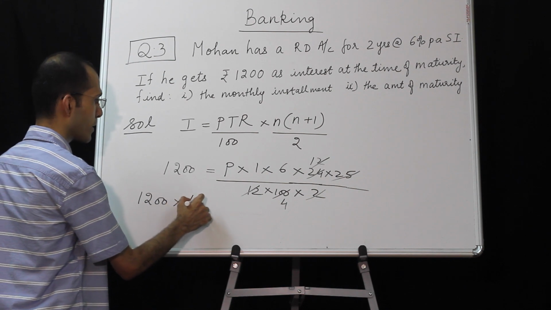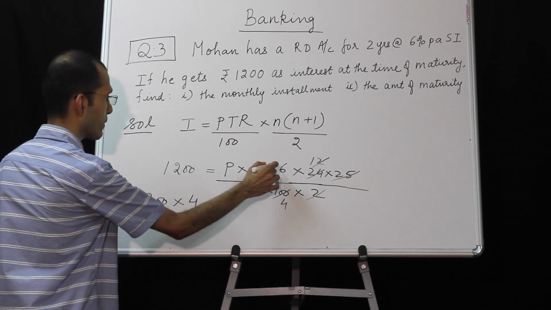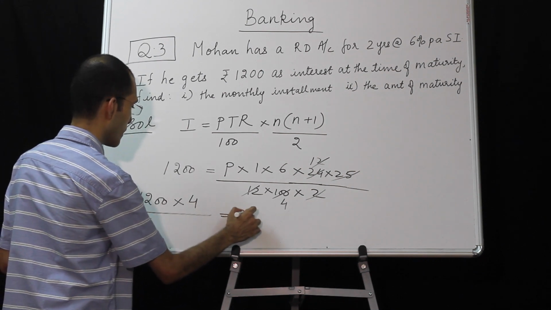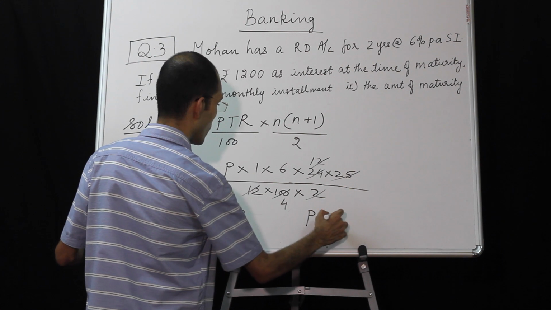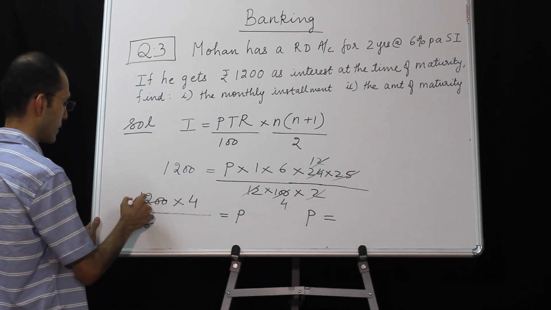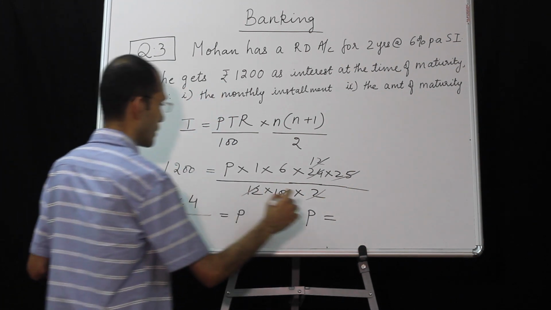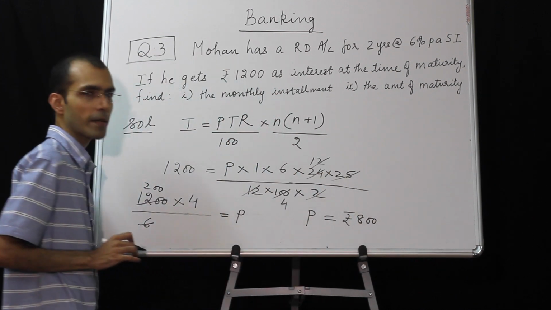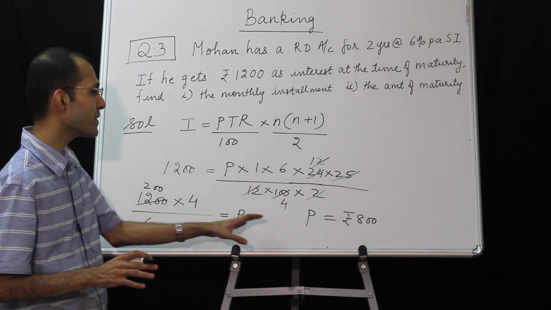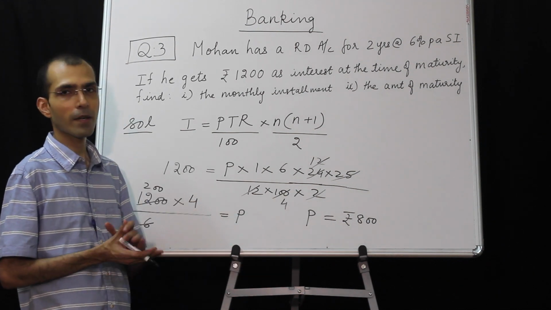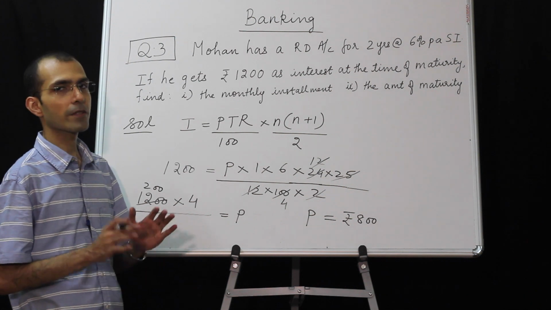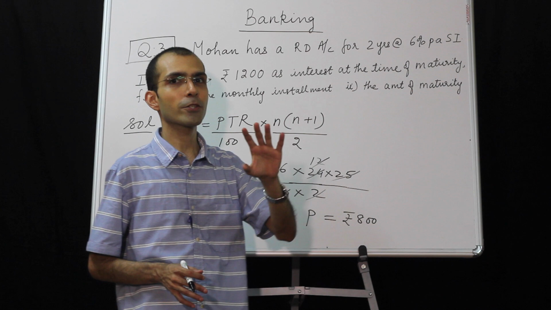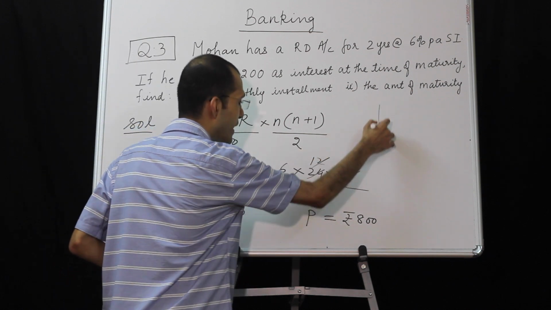Now solve the equation for P. 1200 into 4 divided by 6 is equaling P. So P works out to be rupees 800. That means the monthly installment was rupees 800. So this part is done. However, the sum is far from over. We also have to find the amount of maturity. So we need to find MV.